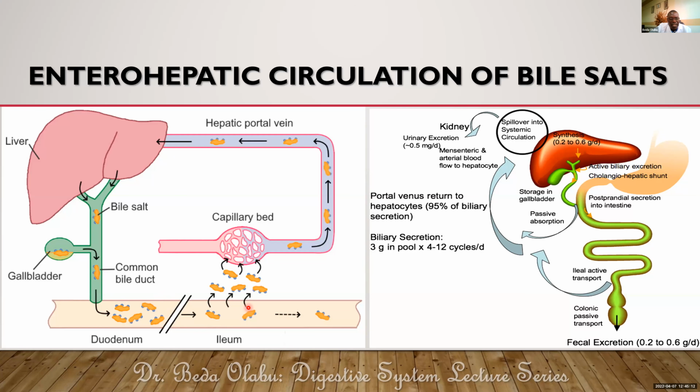About 95% of those bile salts are actually reabsorbed, either through passive transport in the proximal small bowel or active transport in the distal small bowel, but they all go back to the bloodstream. So when they go back, they go to the portal circulation. 95% is reabsorbed. Only 5% goes to the stool for excretion. The 95% that is reabsorbed enters the liver again. And that is what I was talking about.